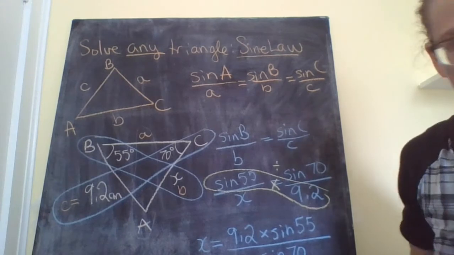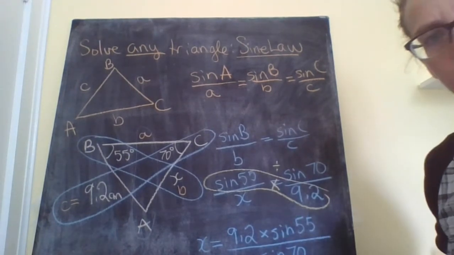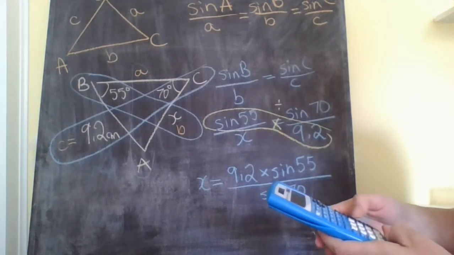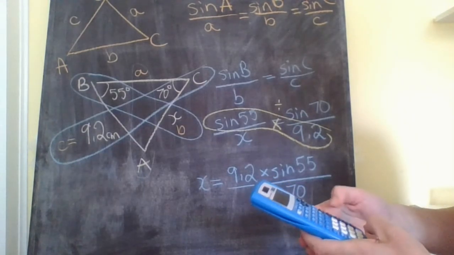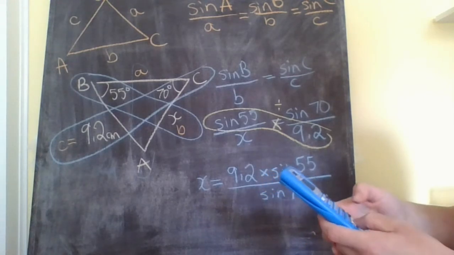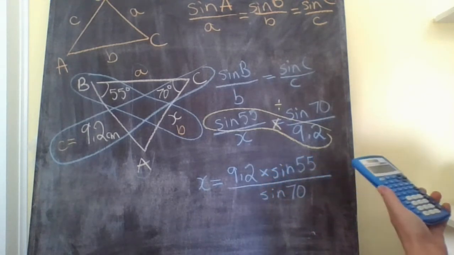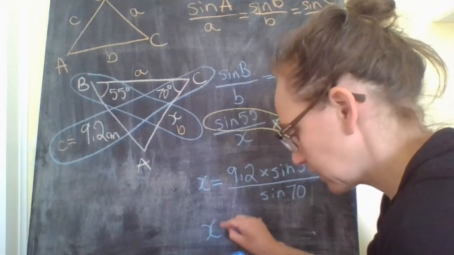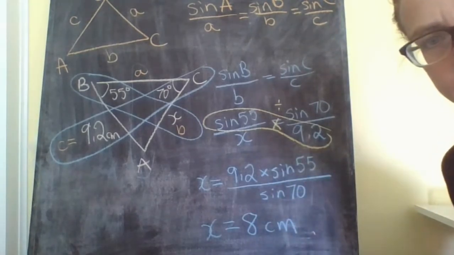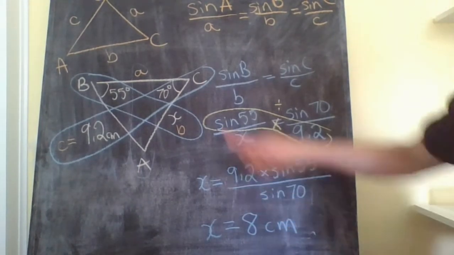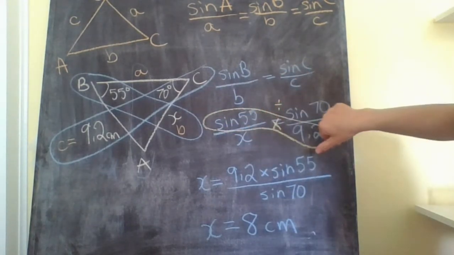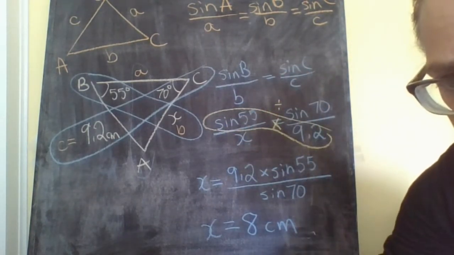So make sure you're careful when you type this into your calculators. I've got a fairly decent calculator here, so it can handle it. 9.2 times sine 55 divided by sine 70, and I get x equals 8 centimeters. So that's all we have to do. You find your diagonal pieces, you set them up, cross multiply, so again another diagonal, calculator, and we're done.